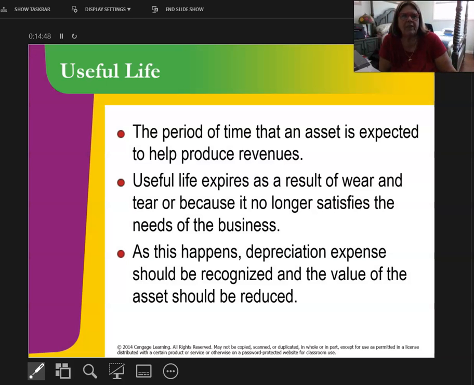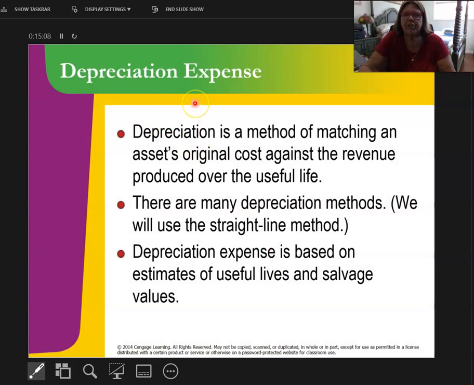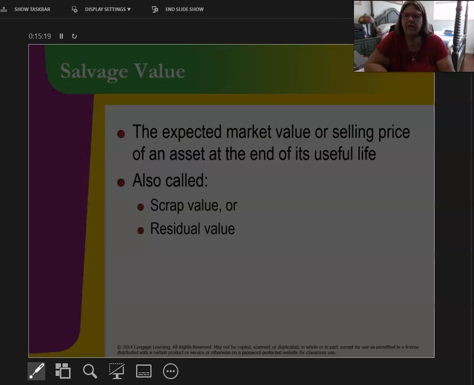So one of the first things we need to look at is called useful life. Every asset you purchase has what we call a useful life. It's basically the length of time, in years or months, that you'll be able to use it to produce more revenue. And so what we're going to come up with is something called depreciation expense. This is an adjusting entry that will reduce the cost of our actual asset over a period of time.